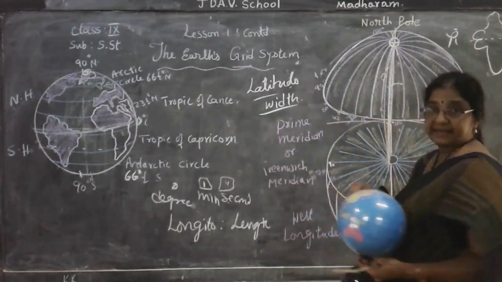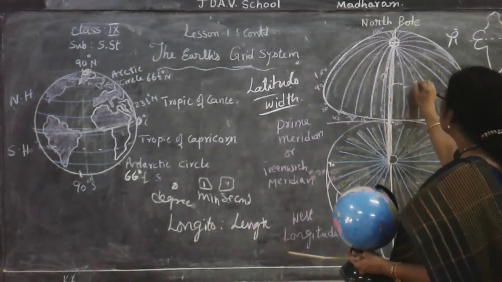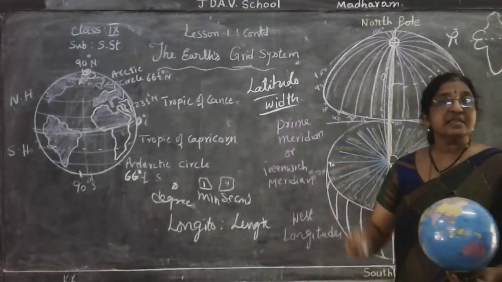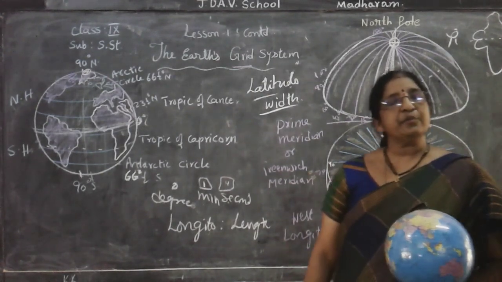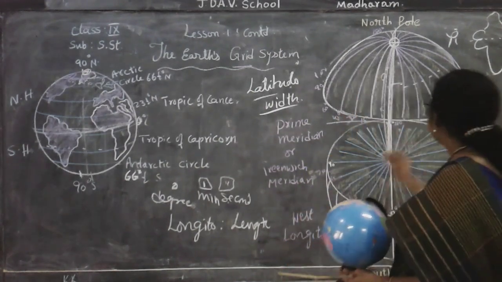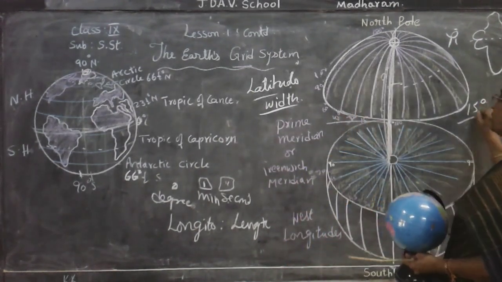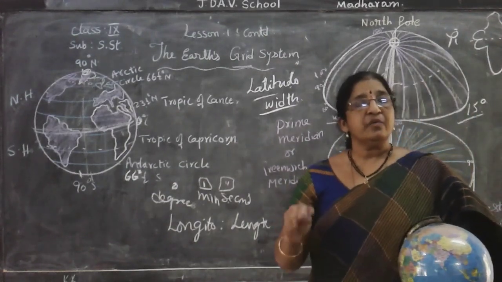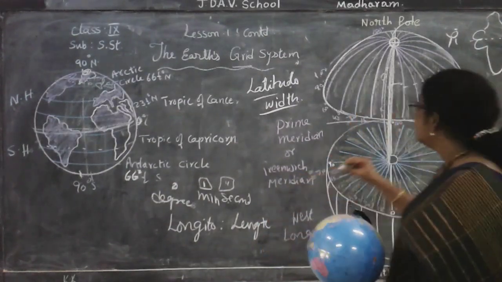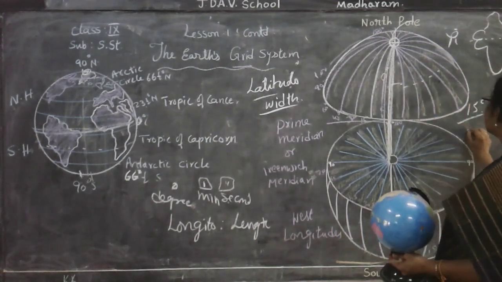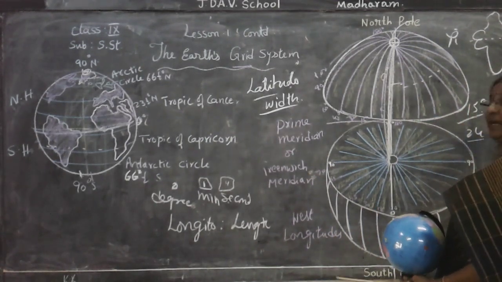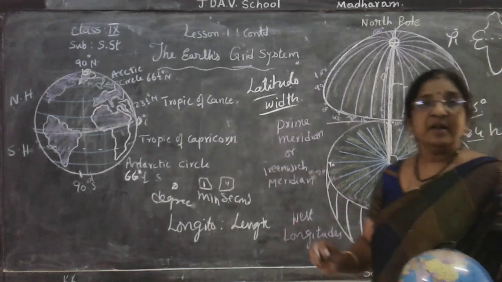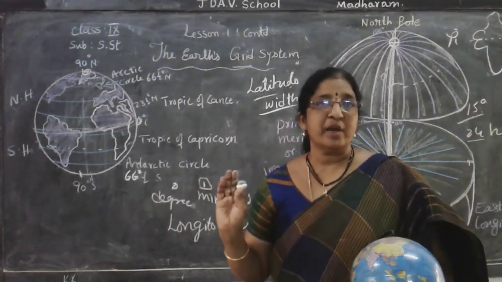So for each longitude, when the earth is rotating, the sun's rays take 4 minutes. Like that, these 4 minutes are very difficult to handle. So for ease of understanding, every 15 degrees of longitude we take as 1 hour. Each longitude is 4 minutes, 15 into 4 is 60, that means 1 hour. Like that we follow the 24 hour clock time. Are you understanding?